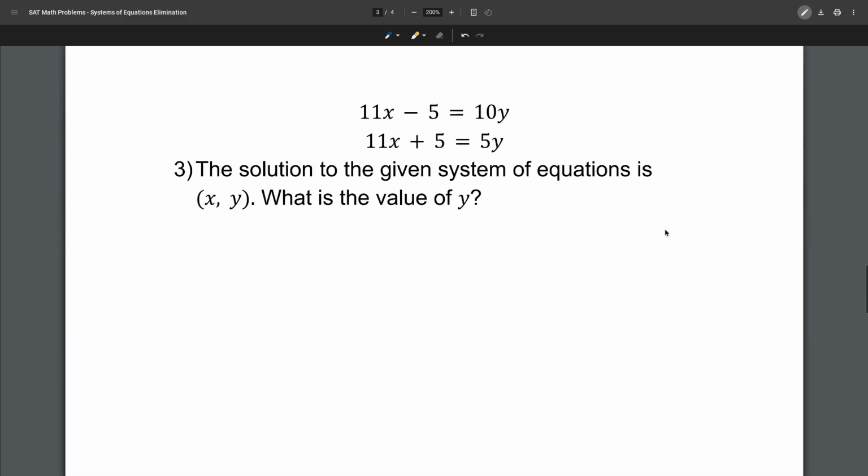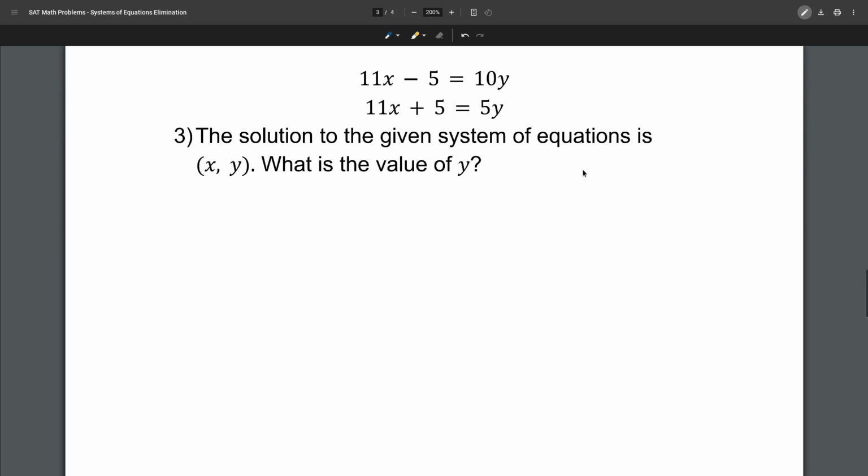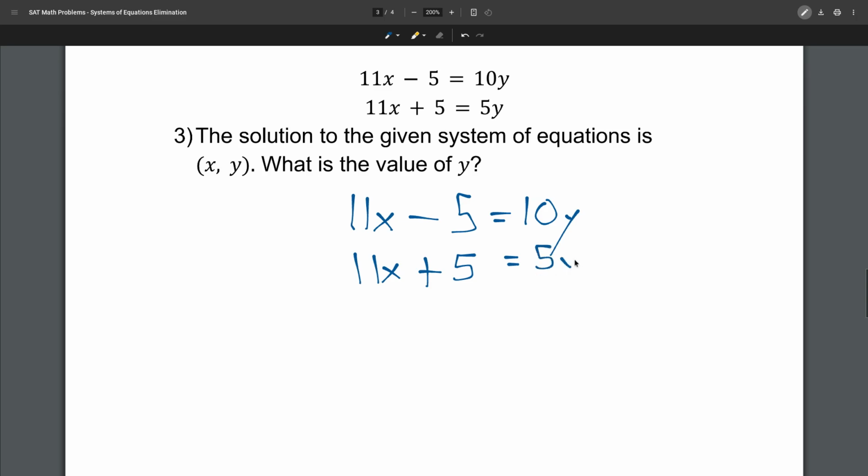Okay, maybe you want to pause the screen now. Okay, so I'm going to start by writing these down here. So 11x minus 5 equals 10y, and 11x plus 5 equals 5y. Okay, we'll subtract the bottom from the top.